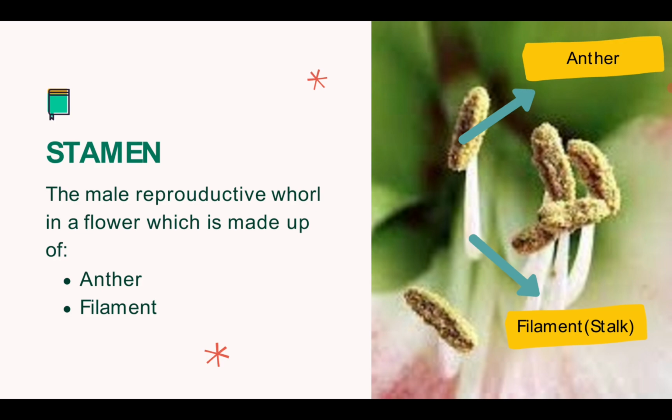The stamen is made up of two parts mainly. One is anther and the other is filament. The anther is a bulb-like structure present on the top of the filament. The filament is a stalk-like structure which connects to the thalamus. Thalamus is the platform on the flower. You may be knowing that. The thalamus is connected to the anther via the filament, a stalk-like structure which holds the anther, which is a bulb-like structure. You can see in the picture too.